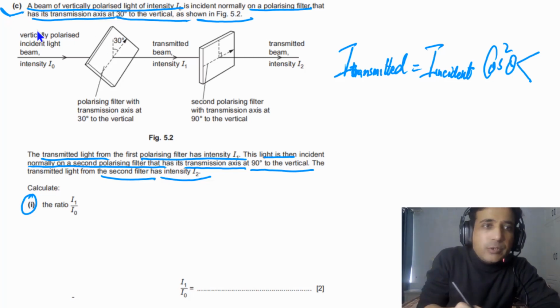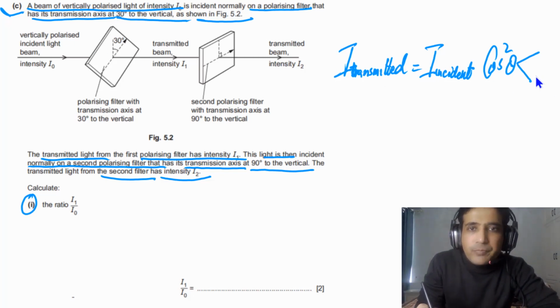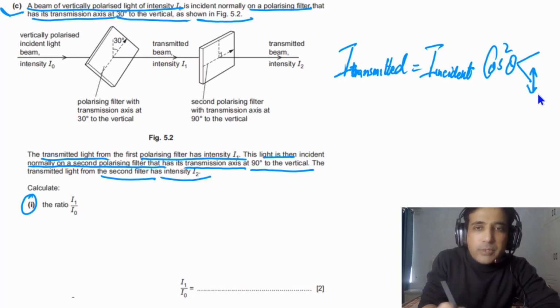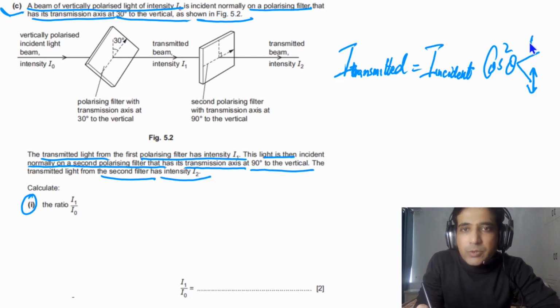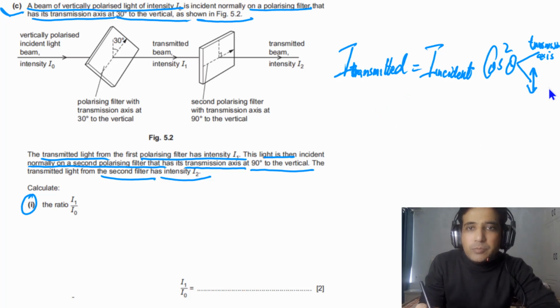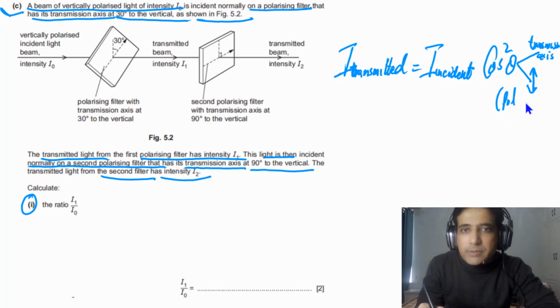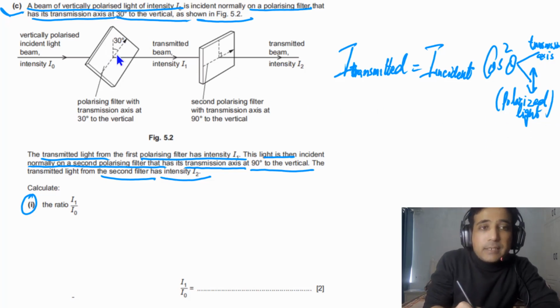So in this case, we have vertically polarized light, and the angle with the vertical means the angle between the vertical, which is the polarized light, and the transmission axis of this polarizing filter. This is the angle between polarized light and the transmission axis, and that angle in this case is given, that is equal to 30 degrees.